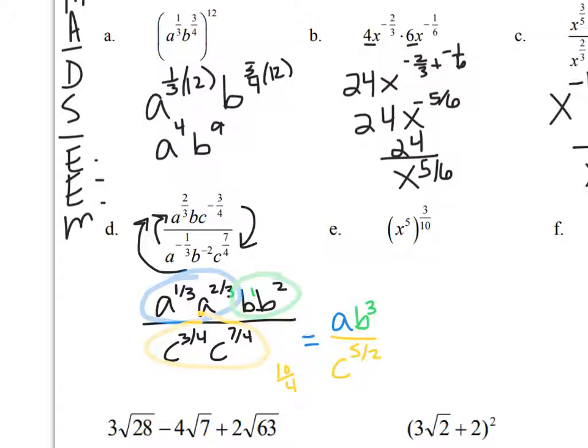The next problem, we have an exponent to an exponent, and when we have an exponent to an exponent, we multiply the exponents. So I get x to the, when that reduces, it will be 3/2.